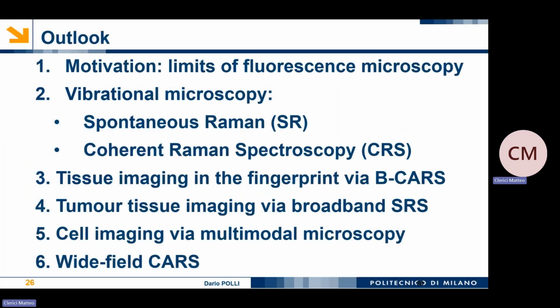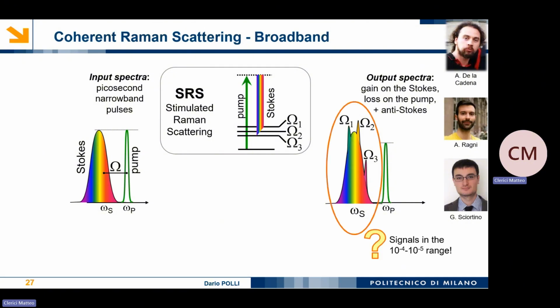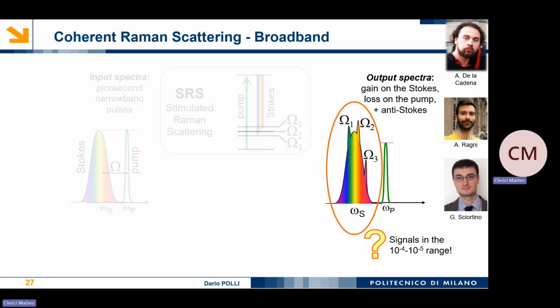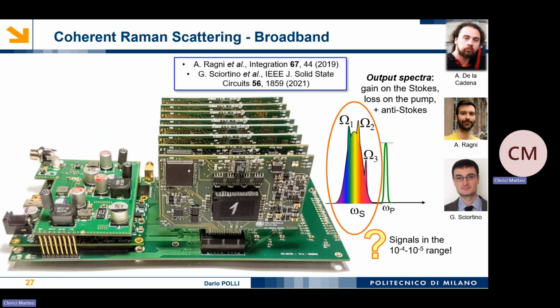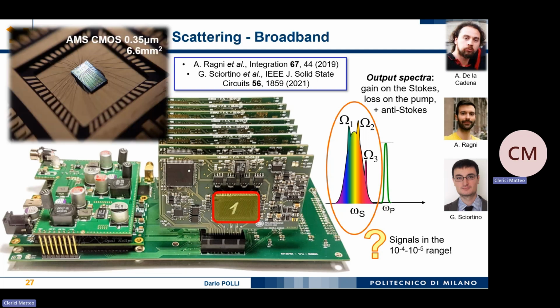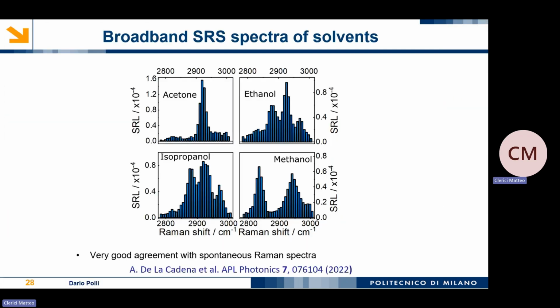Just quickly, let's see how much time I have. We go to broadband SRS, 2 minutes, okay? In broadband SRS, the problem, as I told you, is how to measure megahertz spectra at 10 to the minus 4, 10 to the minus 5 sensitivity. Well, we built a multi-channel lock-in amplifier on chip. These are 8 boards, and each board contains 4 lock-in amplifiers. This is done with the CMOS technology. And we can now measure discrete spectra in parallel.